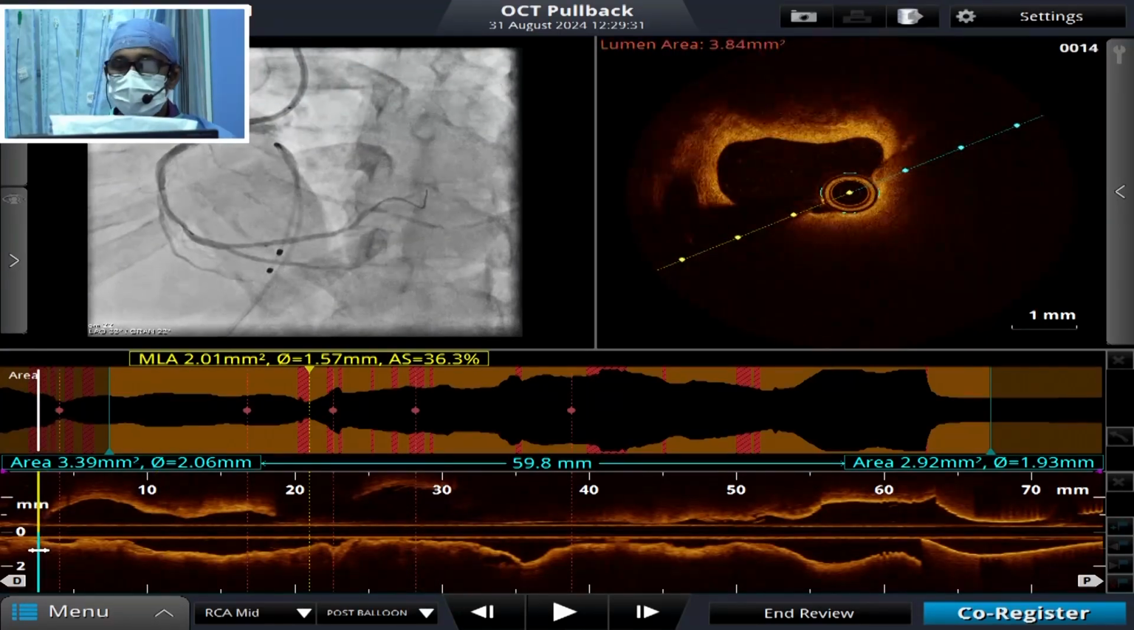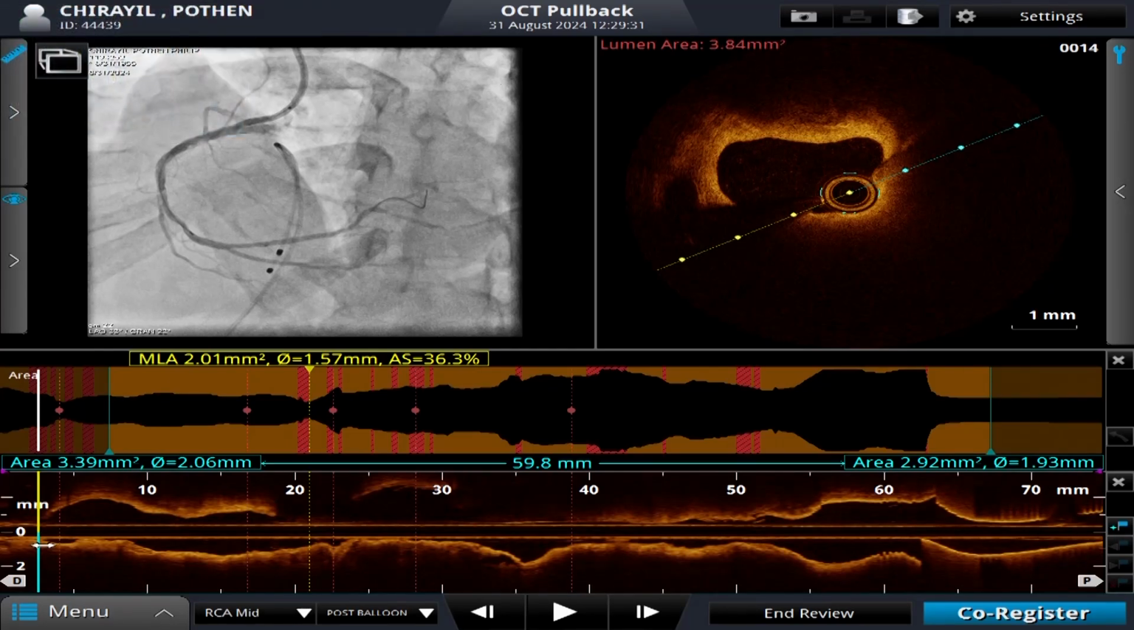So now we go with the stent implantation. Yes, 3.5 by 38, okay. And then followed by optimization. Sir, I'll go with the stent. Yeah, please.